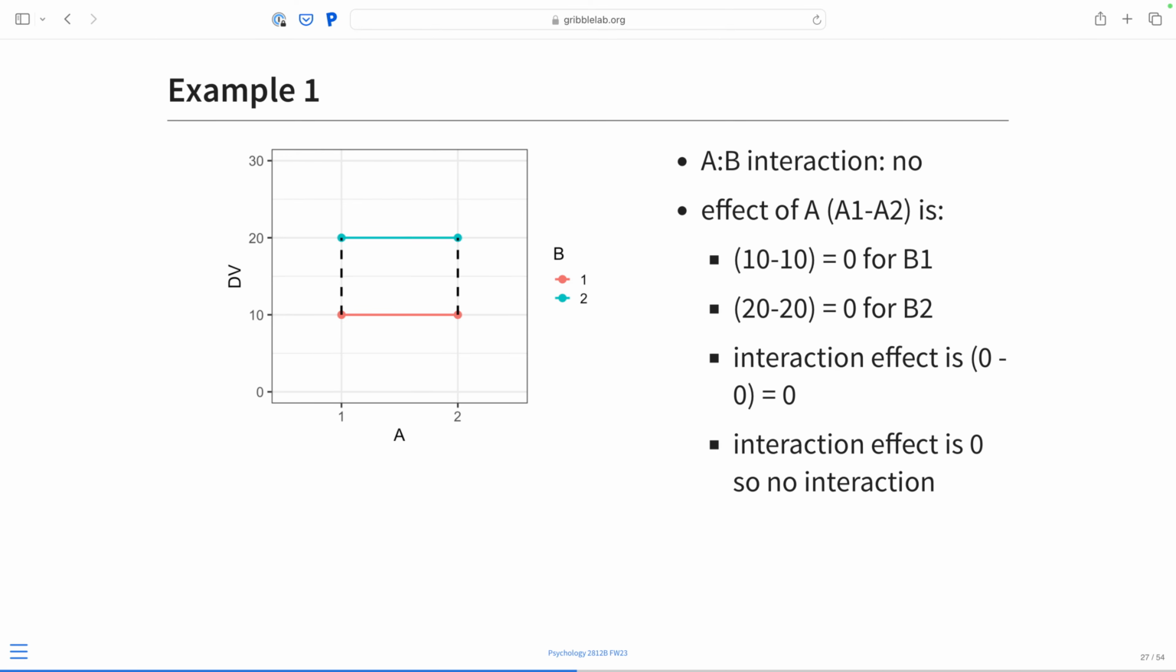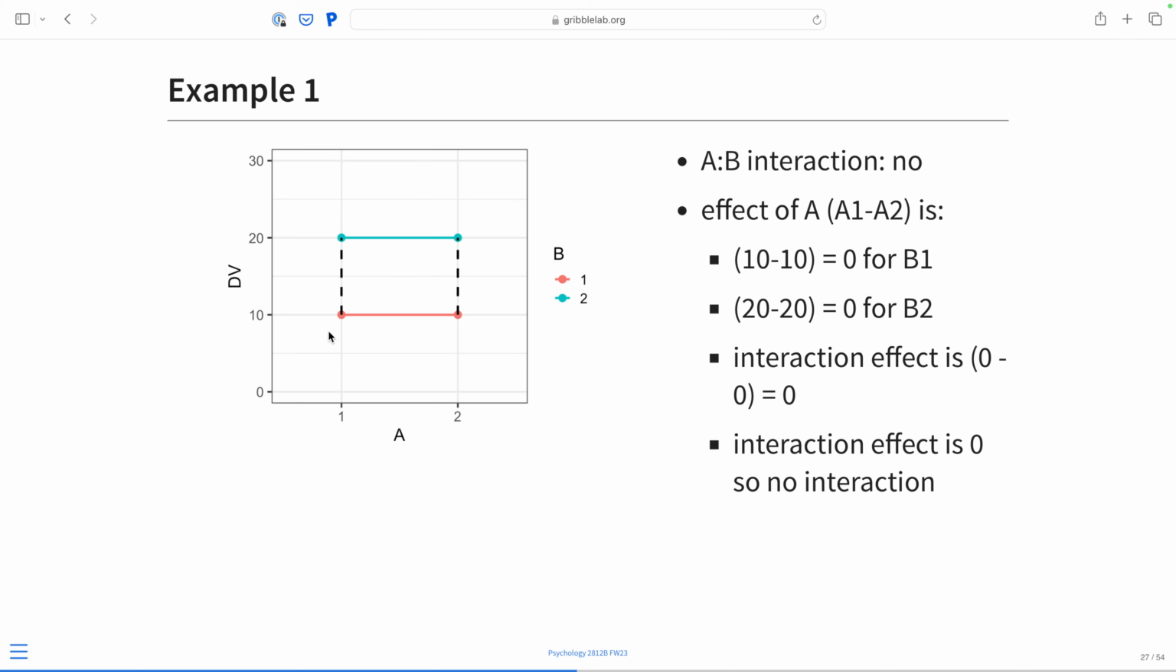Is there an interaction between A and B? No, I don't think so. Because the difference of differences is not different. The difference between B1 and B2 in A1, so 10 versus 20 in A1, is not different than B1 and B2 in A2. So this 10 versus 20 is not different than this 10 versus 20. That vertical distance is the same as that vertical distance, so there would be no interaction effect.